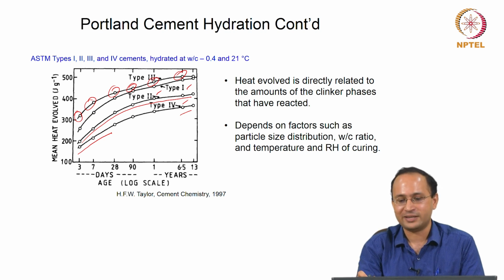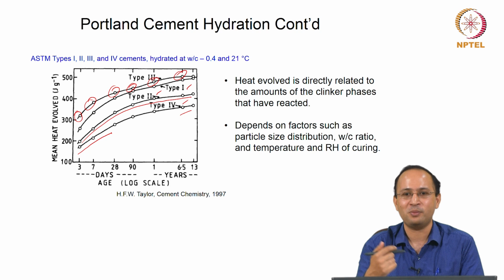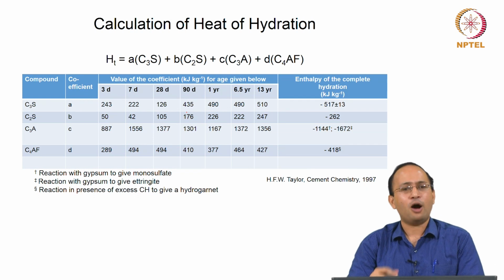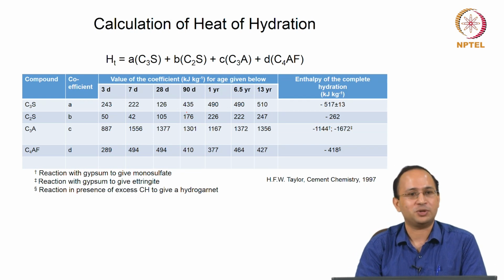So it depends on many factors such as particle size distribution. You all know that if you make your cement finer, you make it react more, you have higher heat which is evolved. Water cement ratio, temperature and relative humidity of curing, these all will affect your heat, right. So how can we calculate heat of hydration? Next question, right. We know that okay, this is our hydration curve. How can we calculate? This is a simple calculation you can do.